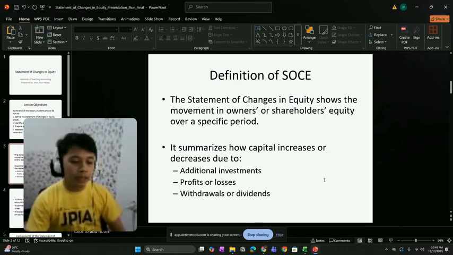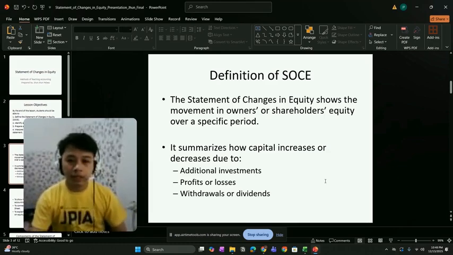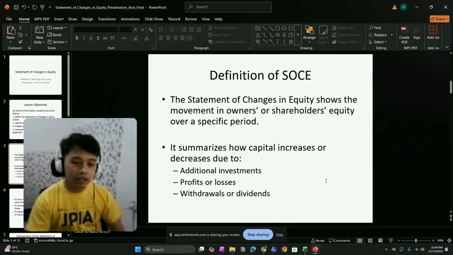So yung equity natin may increase because of additional investments or profits earned by the business. So on the other hand, magdi-decrease naman ito kung losses, net losses, or withdrawals or dividends. So in simple terms class, ang SOCE ang nagsasabi kung saan nanggaling at saan napunta ang equity during the period.